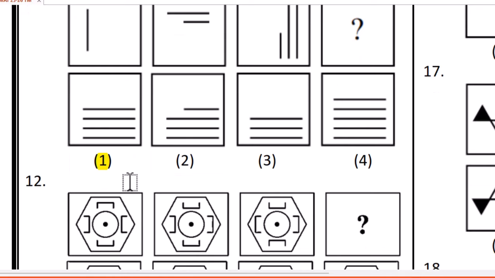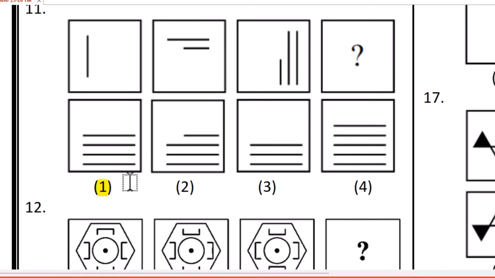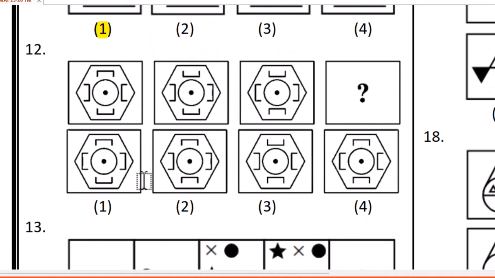Vertical, horizontal, vertical, horizontal. Bottom panel: the number of lines increases by 1, 2, 3, 4, 5, and their orientation alternates. Horizontal, vertical, horizontal, vertical. The answer must have 4 horizontal lines on top and 5 vertical lines on the bottom.